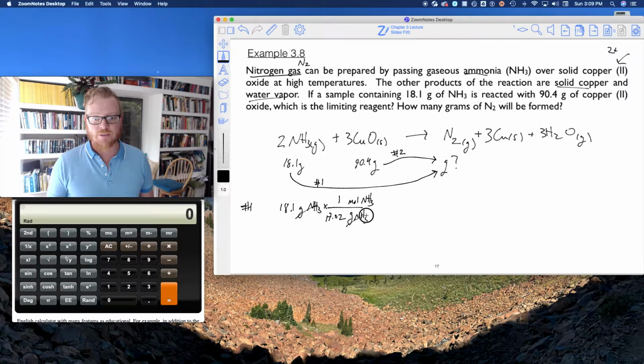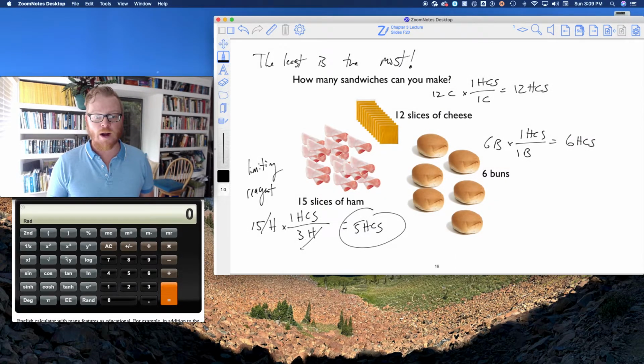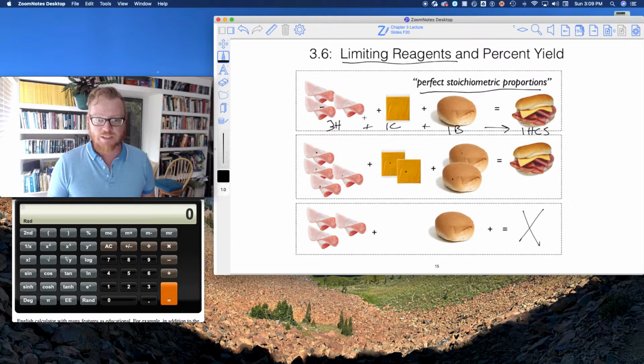Great, so I can cancel those. And now I need to convert moles of NH3 into moles of N2, just like I did back here, right? Where I said, I know that in my perfect ratio, 3 slices of ham makes 1 ham and cheese sandwich. So that's my conversion factor from one reagent to another reagent, or from one reagent to, in this case, a product. Okay.